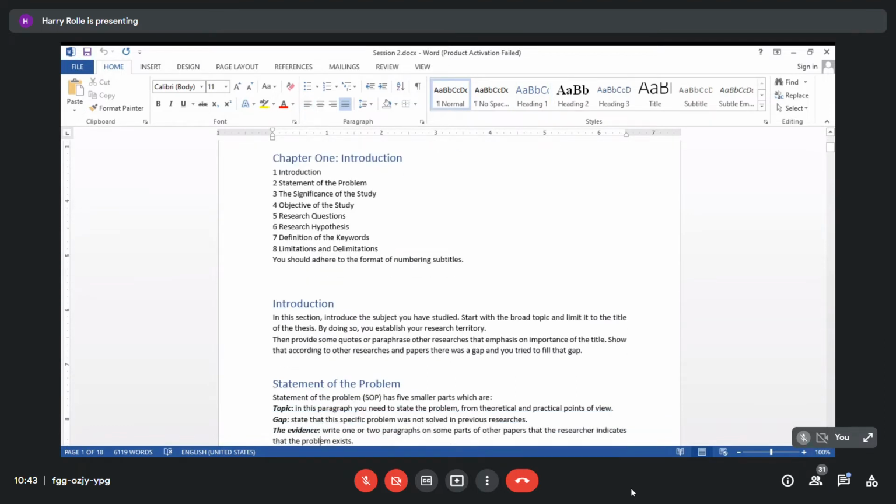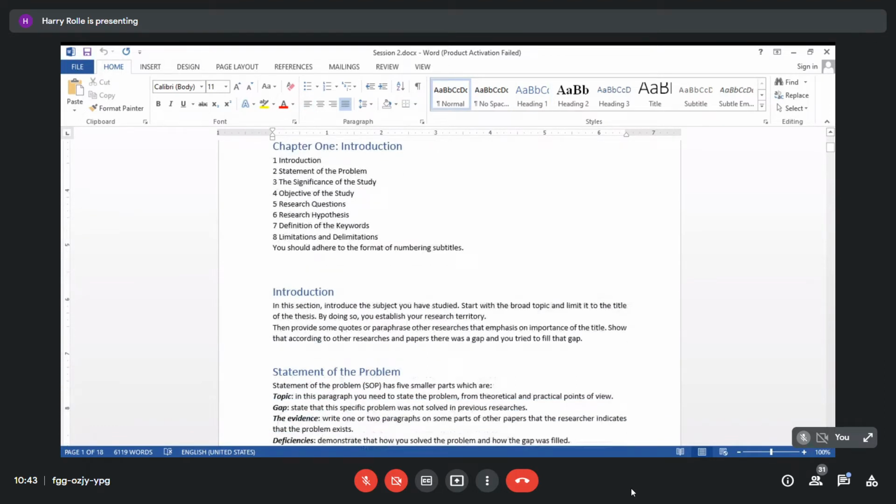In this section, introduce the subject you have studied. Start with a broad topic and limit it to the title of the thesis. By doing so, you establish your research territory. Then, provide some quotes or praises from other researchers that emphasize the importance of the title. Show that according to other researchers' papers, there was a gap and you tried to fill the gap.